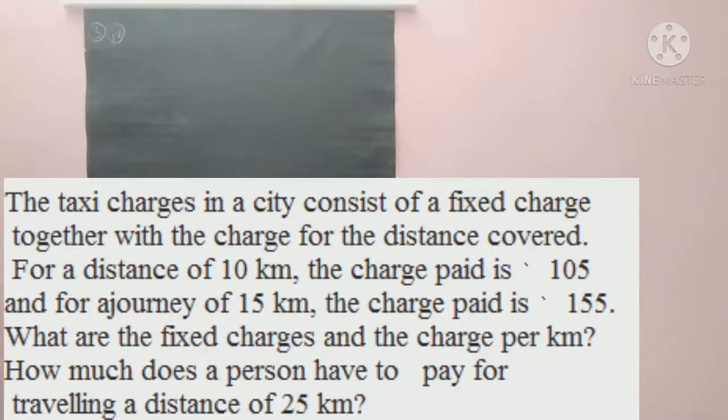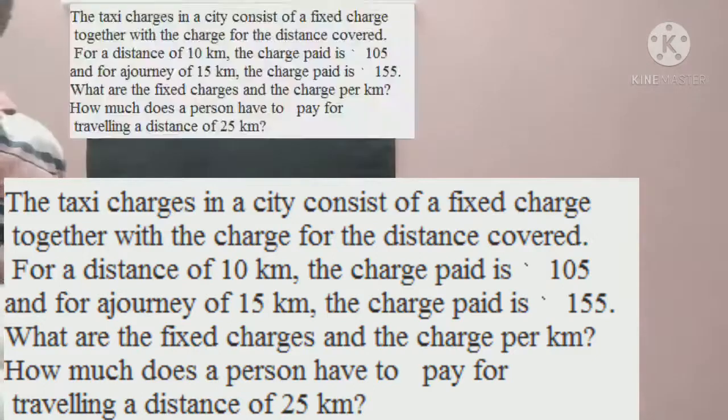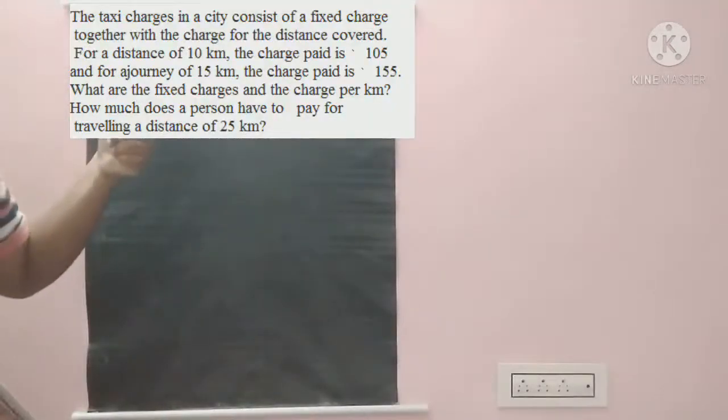Exercise 3.3, third question. In that fourth sub-question, the given question is: the taxi charges in a city consist of a fixed charge together with the charge for the distance covered. For a distance of 10 kilometers, the charge paid is 105 rupees, and for a journey of 15 kilometers, the charge paid is 155 rupees. What are the fixed charges and charge per kilometer? How much does a person have to pay for traveling a distance of 25 kilometers? So this is the given question.